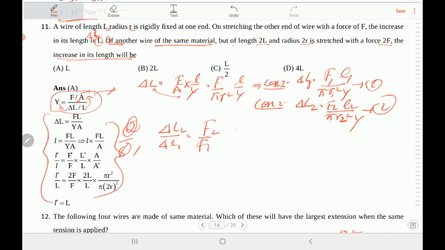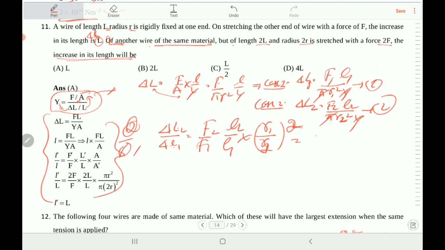If you do F2 by F1, L2 by L1, into the denominator radius: R2 in the denominator and R1 in the numerator, whole square. Whole square is very important. Pi cancels, Y cancels because it is the same material.